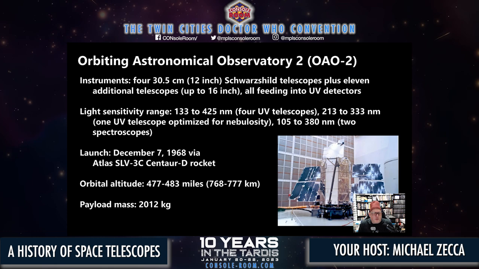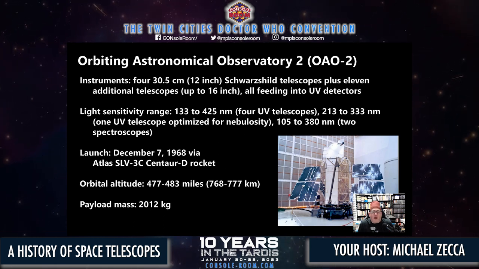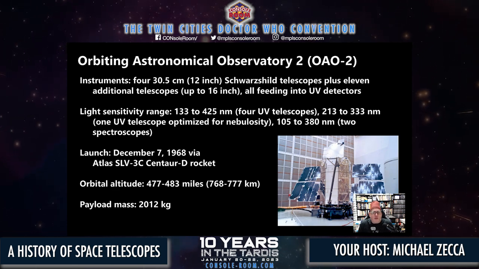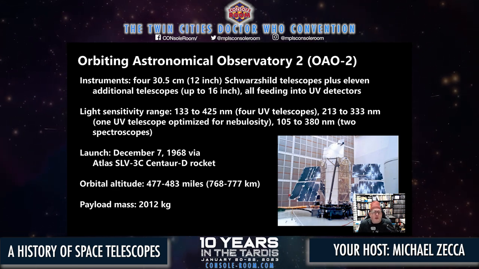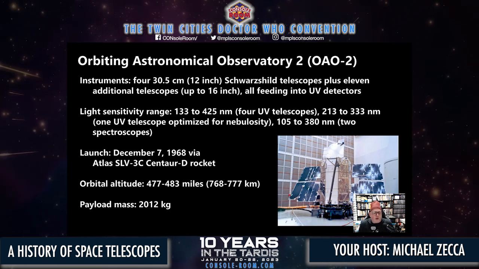So it's not a huge telescope. At the same time, we had professional observatories on the ground in the visible light over 100 inches in diameter. And here we're just launching 12 to 16 inch scopes, feeding them into UV detectors, and being able to see into several bands of UV light.